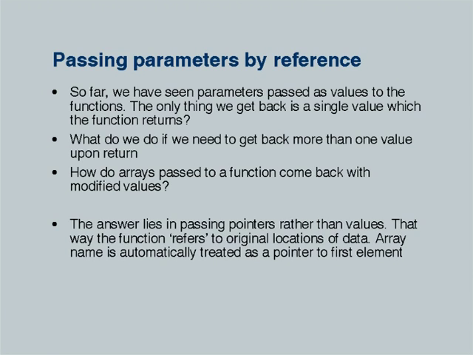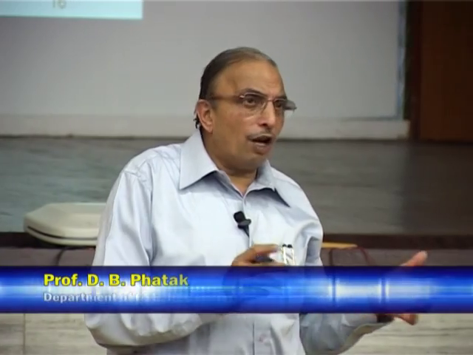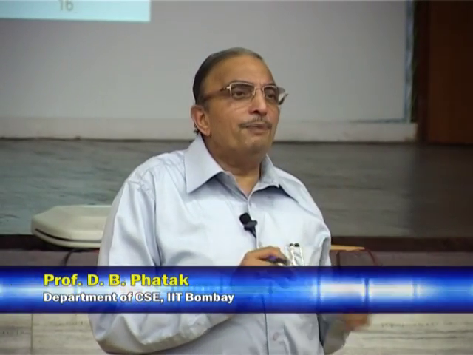What to do if we need to get back more than one value upon return? More importantly, how do arrays get passed to a function and come back with modified values? You remember that in one of the slides I gave you an example of a function which reads a large amount of data into an array and returns the number of students for whom the data has been read. Technically, the single value which was returned was the number of students. That is a single integer value, and that is the return value of that function. So all of us assume that is perfectly fine because a single value was being returned.